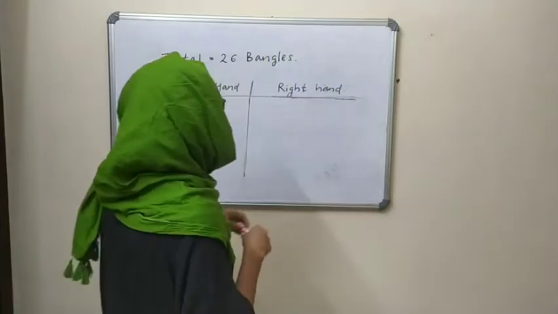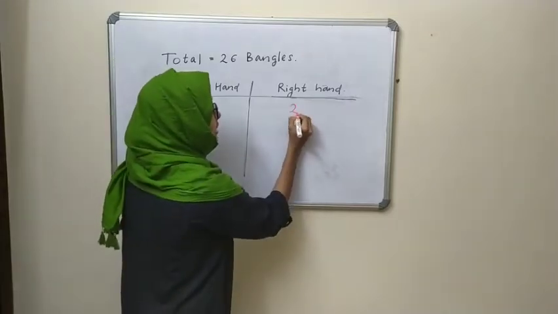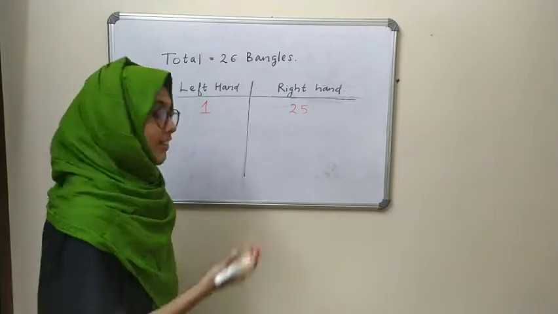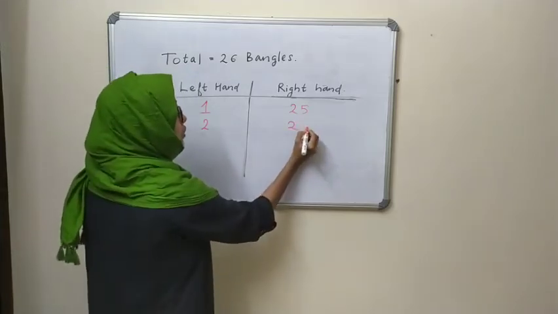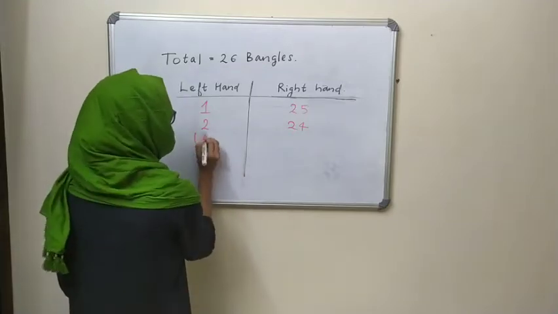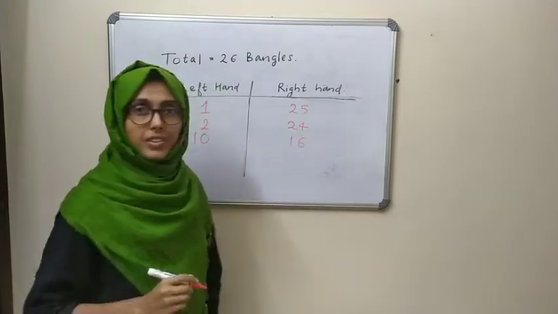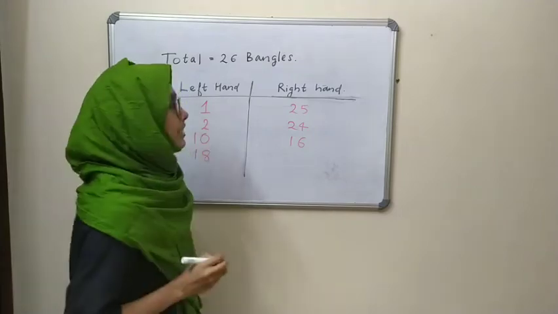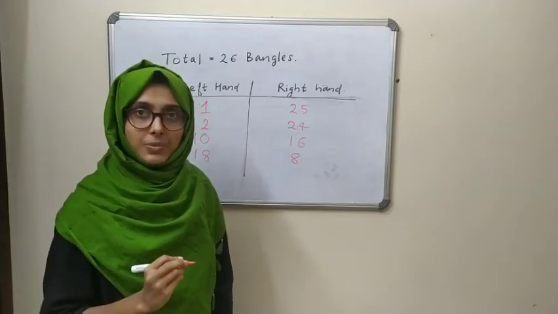Okay. So Nandana will wear 1 bangle in the left hand and the other 25 bangles in the right hand. The other way, 2 bangles in the left hand and 24 bangles in the right hand. Other way, 10 bangles in the left hand and 16 bangles in the right hand. Okay. Other way, 18 bangles in the left hand and 8 bangles in the right hand, isn't it?